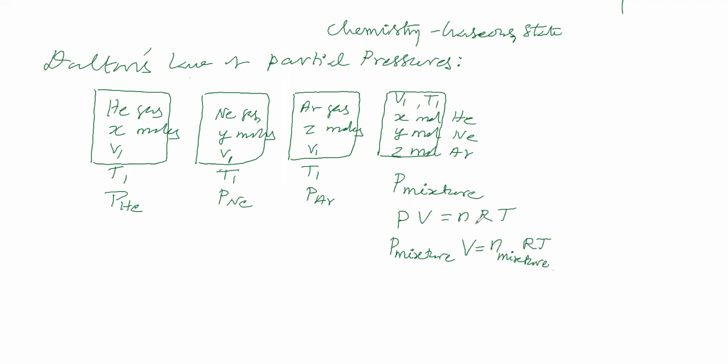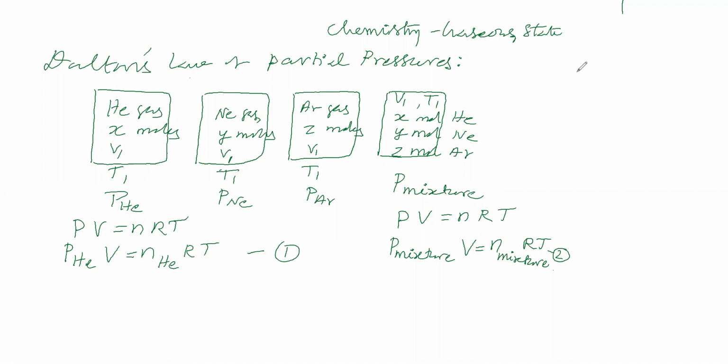Now PV is equal to nRT we have taken. In this, P is the pressure exerted by the mixture, V is the volume of the vessel, and n is the number of moles of the mixture, into RT. Then for helium we will write PV is equal to nRT: pressure exerted by helium, volume of the vessel, n is the number of moles of helium, into RT. This we will take as number 1 and this as number 2.